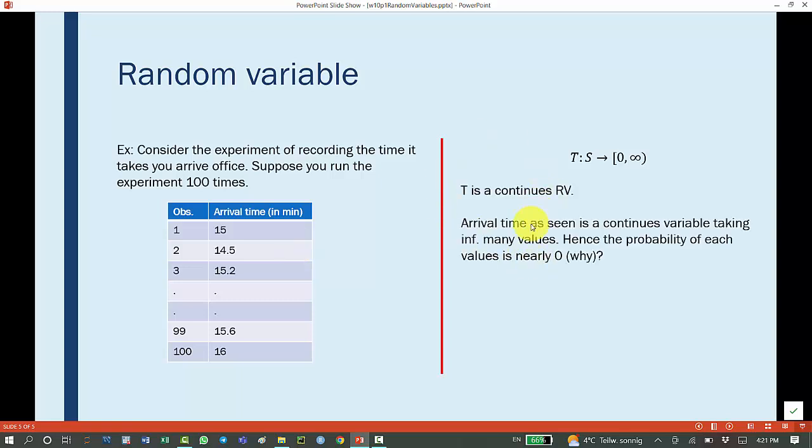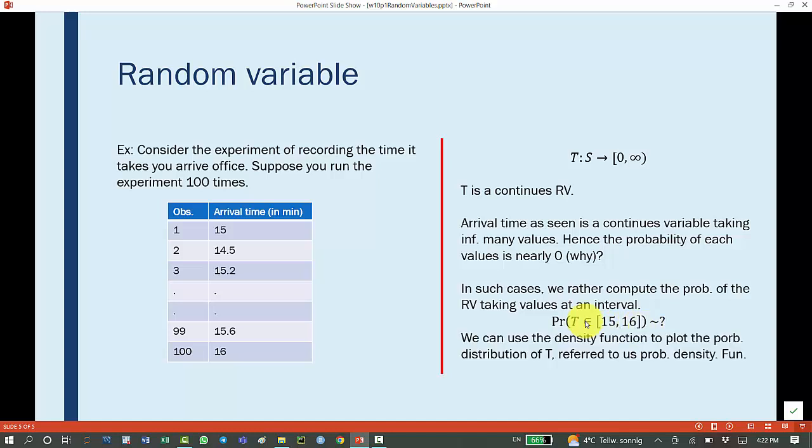In this case, since arrival time, which is T, takes infinitely many values, the probability of each value is nearly 0. In such cases, instead of computing the probability of each value that the random variable would take, we compute the probability that the random variable would take a value in an interval. In other words, we compute the probability that the arrival time is between 15 and 16 minutes. In order to compute such probabilities, we plot the density function of the probability distribution of T, which is referred to as the probability density function.